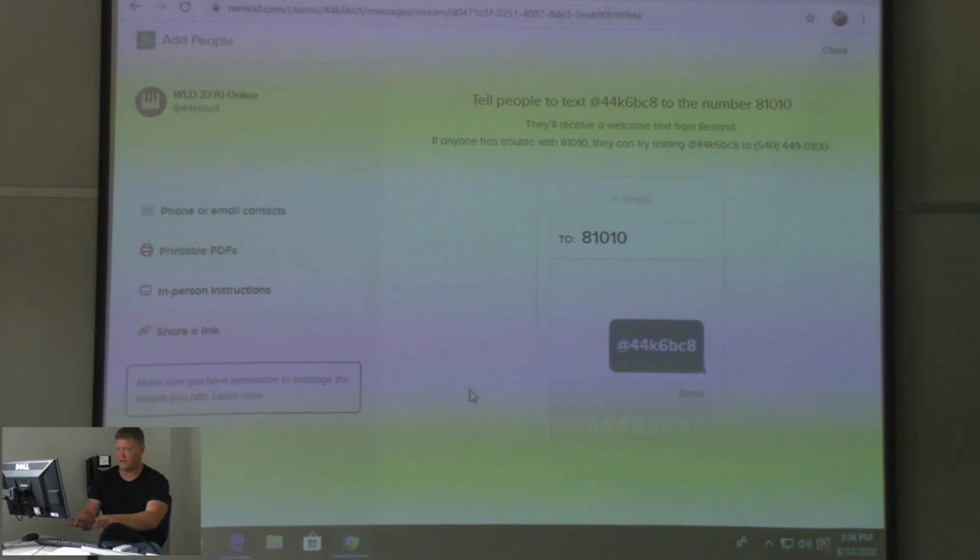So I type right here, testing, it'll go to your phone. I can't see your numbers. Other people in the class can't see your telephone numbers. This is a very useful tool that we use here.